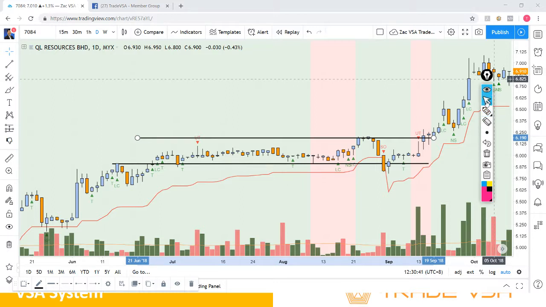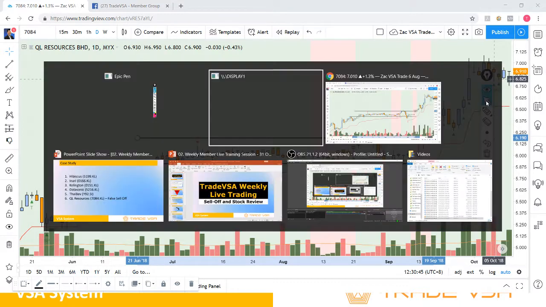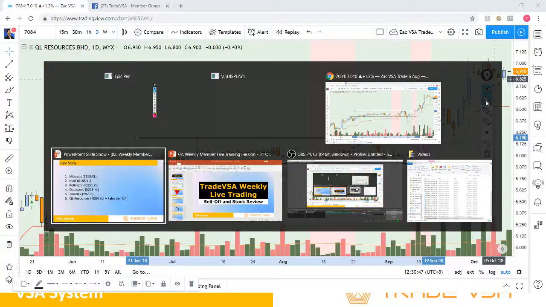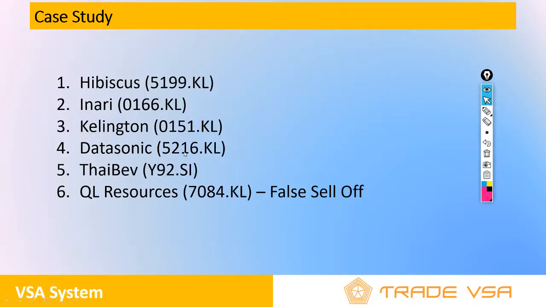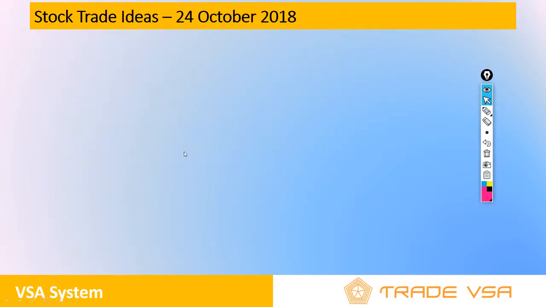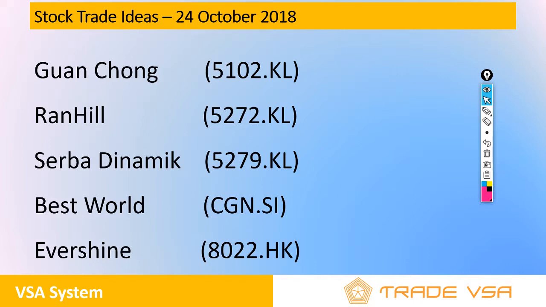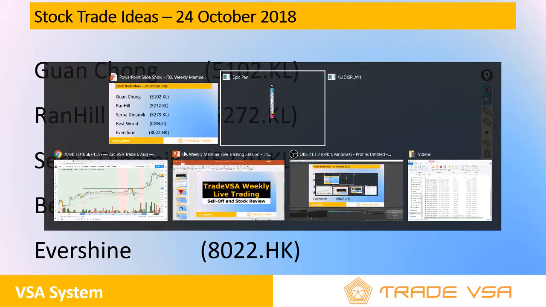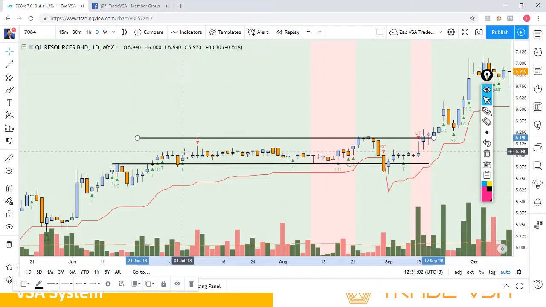So, I just finished all the 6 stocks for case study. Now I'd like to show you some of the stock review from last week. This is the stock case studies that I showed earlier. So this is the stock trade idea from last week. We have Guangchong, Runhill, Serba Dynamic, Bestwell, and Evershine. Let's see what happens for this week.